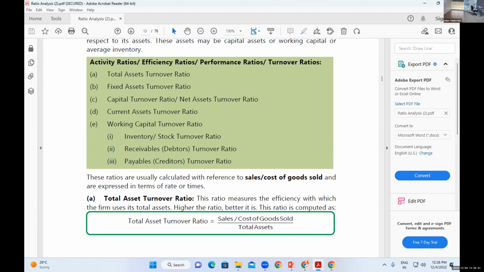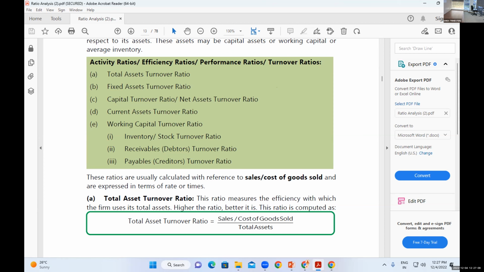Total sales is how much? 20 lakhs. Asset is 2 lakhs. What's the ratio? 20 by 2, that is 10 by 1. So 10 times. One rupee worth of asset is able to make 10 rupees worth of sales.